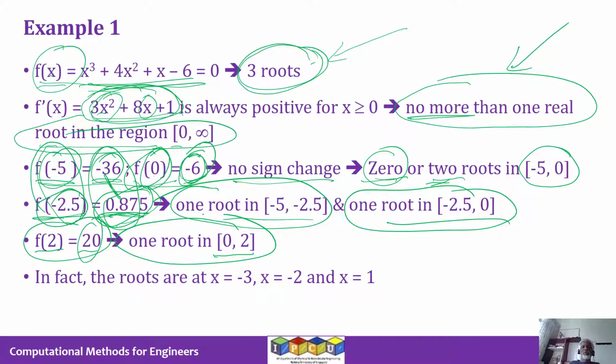If you really solve the problem using the bisection method or Newton's method, or simply by using the roots command in MATLAB, you're going to get the roots at x equal to -3, x equal to -2, and x equal to 1. And this is what our simple analysis was able to tell us, at least for this simple problem.